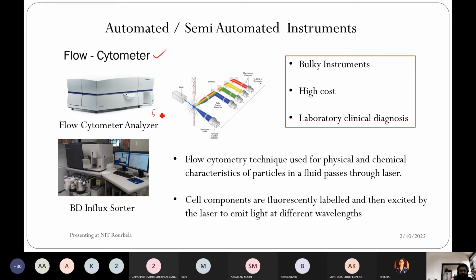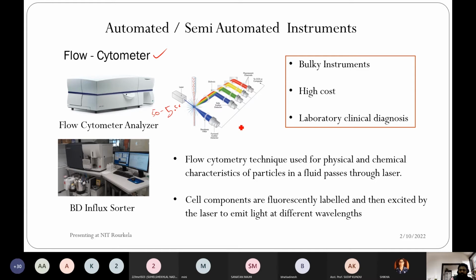The cost of this instrument is around 50 lakhs to 5 crores. It depends on how many photomultiplier tubes you are using, what types of light sources you are using, and what other components are in it. The cost is high and it is a bulky instrument, so it cannot be used as a point of care source. It is a laboratory clinical diagnosis approach. We can use it for analysis, but not for malaria testing.